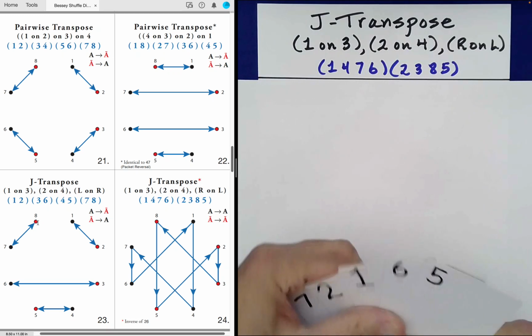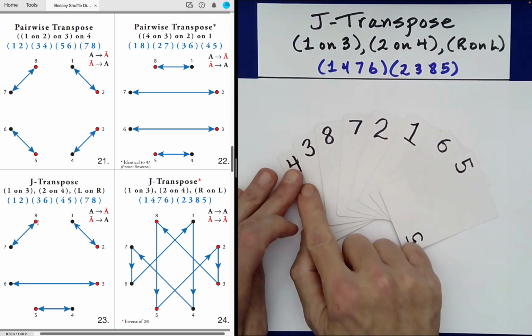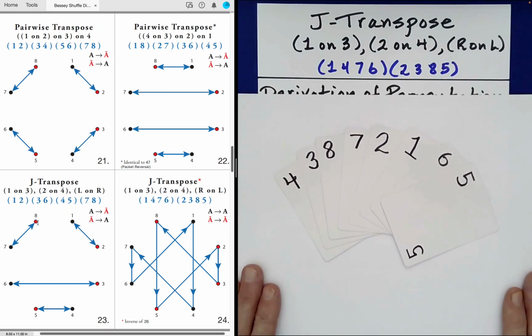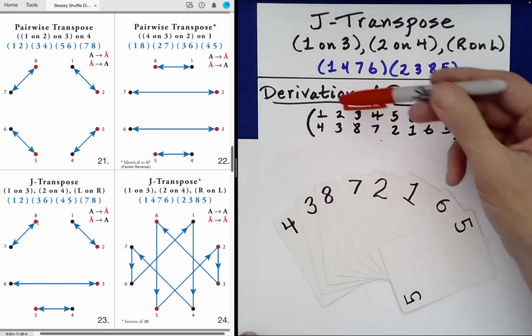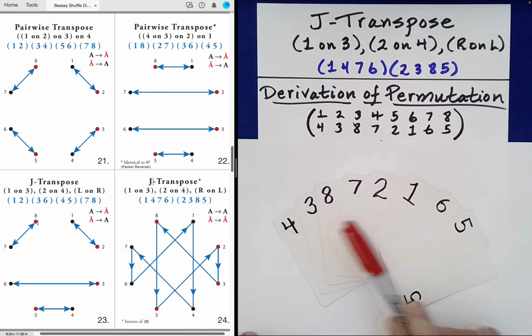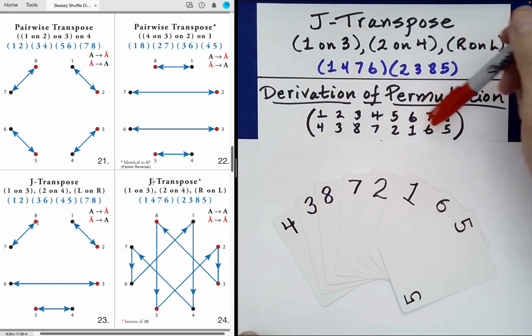Well, let's take a look. We get 4, 3, 8, 7, 2, 1, 6, 5. So in Cauchy's two-line notation, we obtain the following. The top row, of course, consists of just 1 through 8, and the bottom row is this new ordering here, 4, 3, 8, 7, 2, 1, 6, 5.